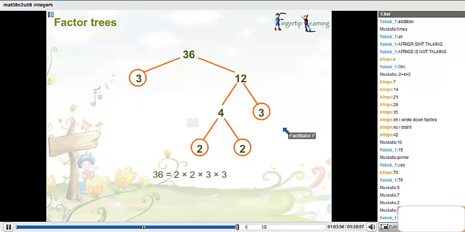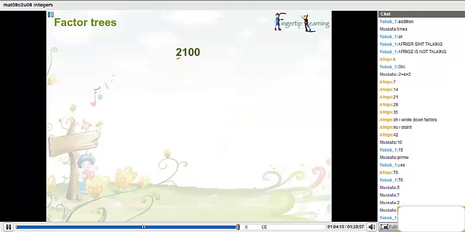Now I can take everything and write it as a multiplication. So finally I am getting the same answer. 36 is equal to 2 to the power 2 multiplied by 3 to the power 2, or as 2 squared multiplied by 3 squared. This method is called factor trees, right? So 2100, a big number, a 4 digit number.